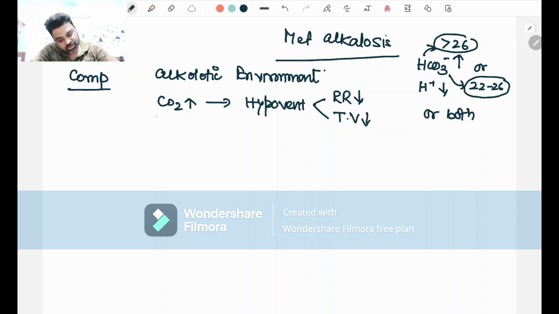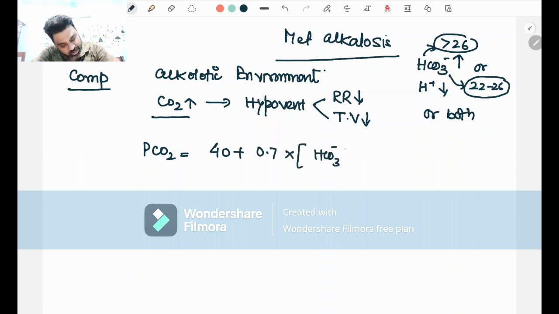Now, CO2 increases. In any metabolic alkalosis, CO2 has to reach a particular value. Only then will we say that this patient has a compensated metabolic alkalosis. That is, the patient has hypoventilated and CO2 has reached a point where we will say that the metabolic alkalosis has been taken care of or has been compensated. Now, how to find out that value of PCO2? For that we have a formula. The value of PCO2 is 40 plus 0.7 into the bicarbonate value of that patient minus 24.